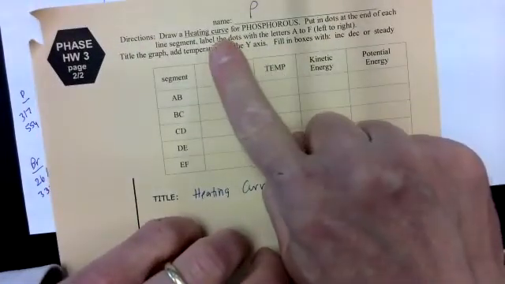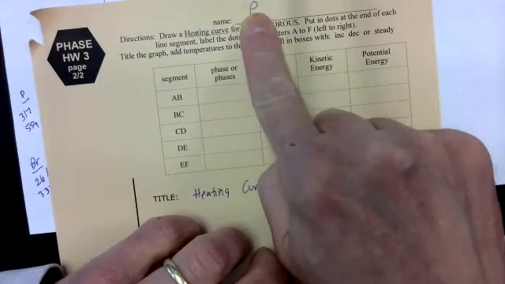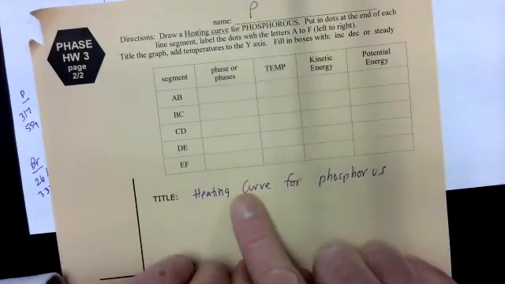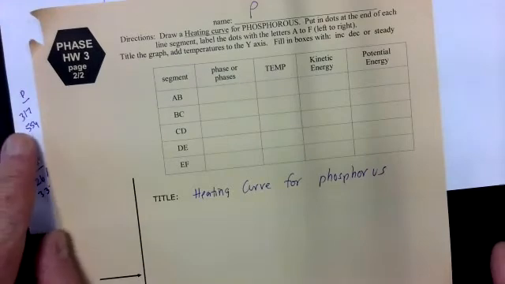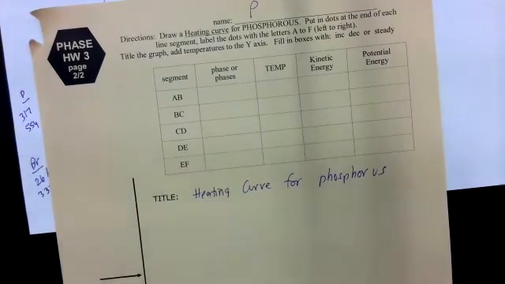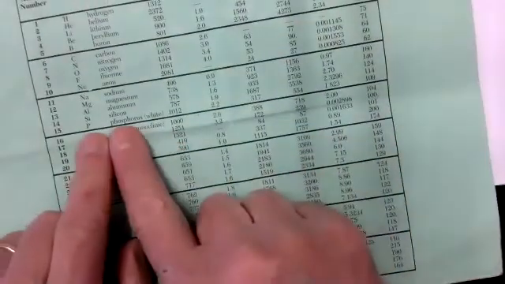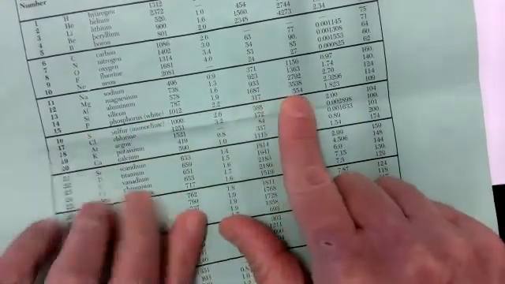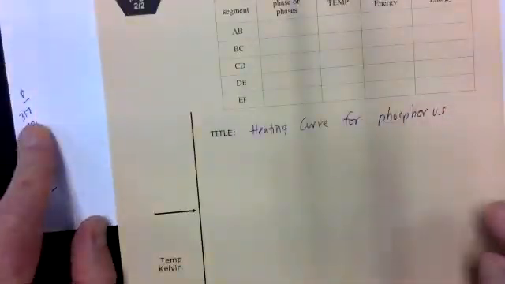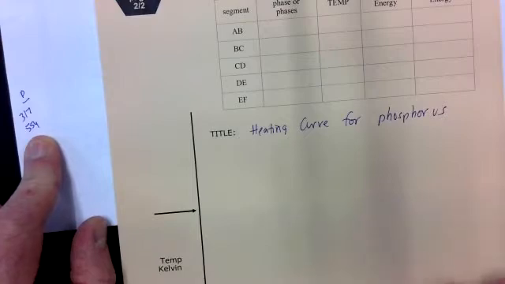Now, this says heating curve for phosphorus. I cheated and wrote phosphorus right there. I already have the title, heating curve for phosphorus. And look, over here I cheated too. Phosphorus is element number 15, and the numbers are 317 and 554, the melting point and the boiling point for phosphorus.